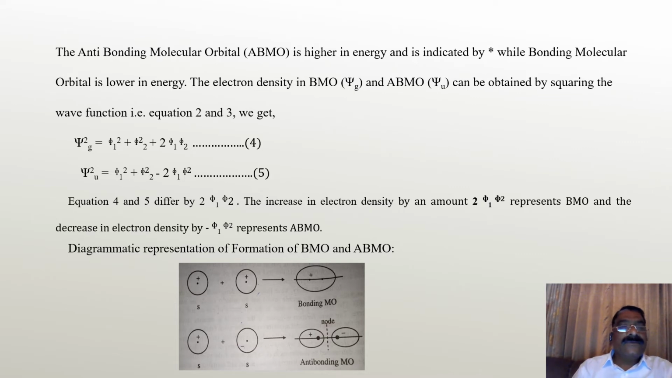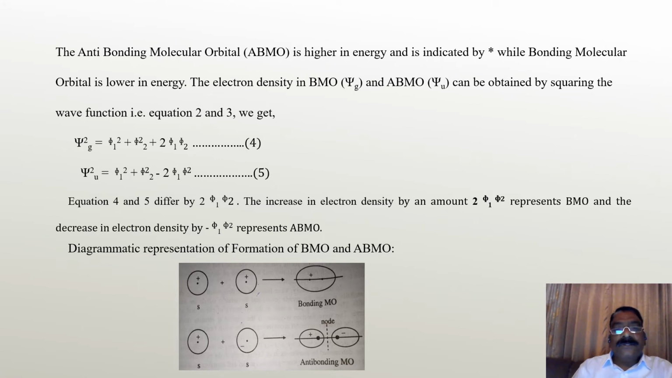We get psi g square is equal to phi 1 square plus phi 2 square plus twice phi 1 phi 2, equation 4. And in subtraction, psi u square is equal to phi 1 square plus phi 2 square minus twice phi 1 phi 2, equation 5. Equations 4 and 5 differ by twice phi 1 phi 2. The increase in electron density by an amount twice phi 1 phi 2 represents the BMO, and the decrease in electron density by minus twice phi 1 phi 2 represents the ABMO.